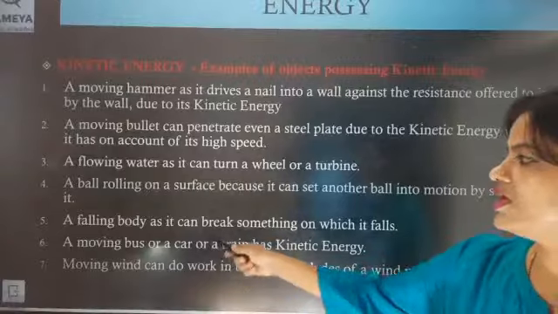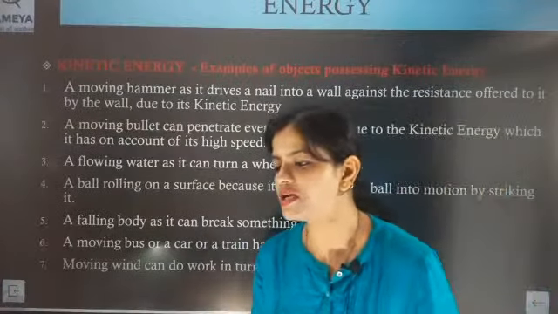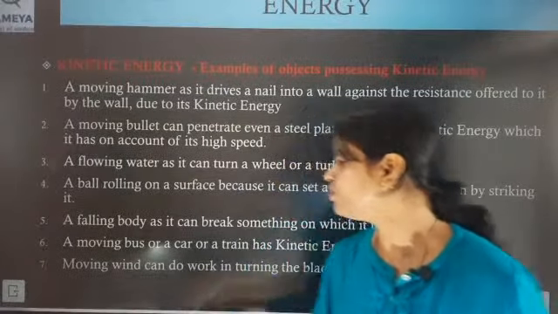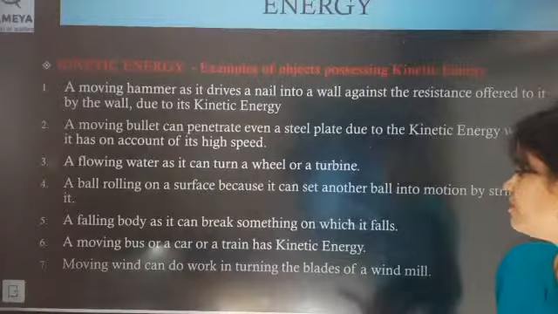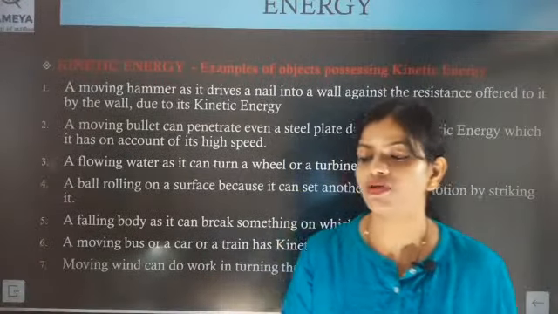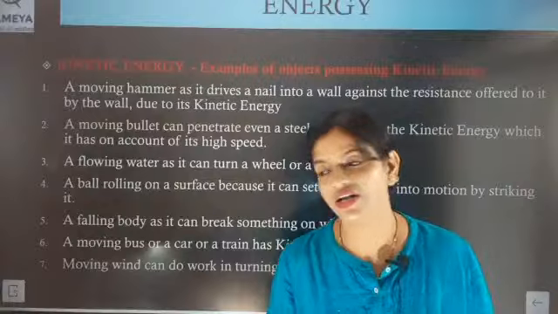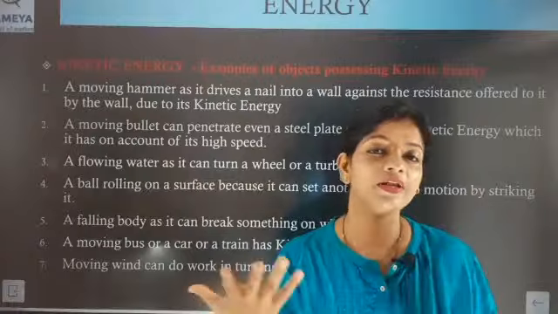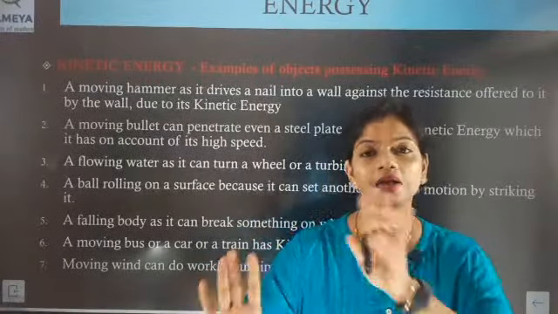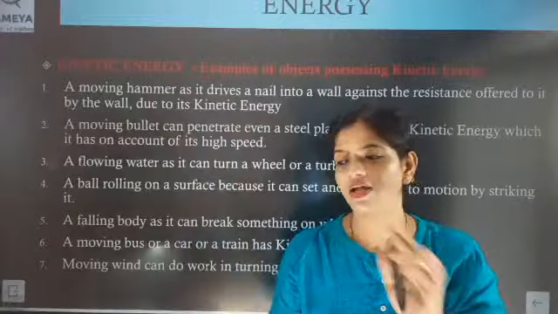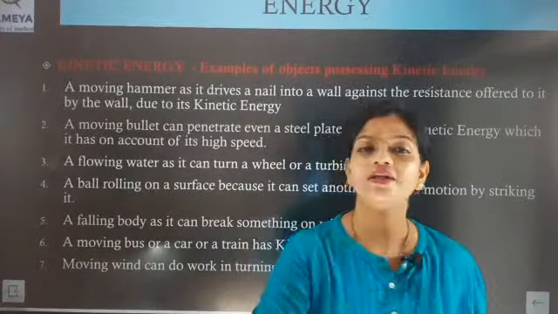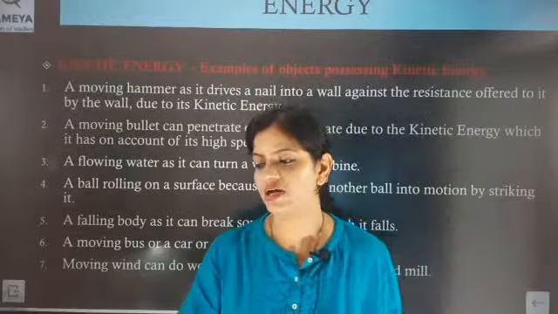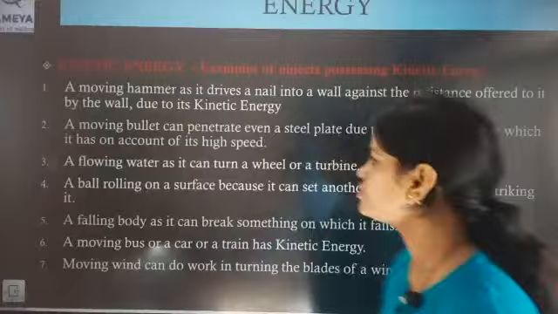A falling body can break something on which it falls. 100% it will break, and the object it falls on will also be broken. Moving wind can do work in turning the blades of a windmill, correct. So wind also has energy, that is the wind energy. I think Keshav or Vishal, one of you gave that example. When wind is there, 100% the movement of the wind can rotate the blades of the wheel, and that rotation is connected to a shaft, and the shaft is connected to a turbine, and then the energy will be stored in the form of electric current. So all these things are there.